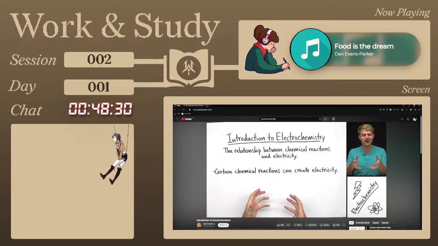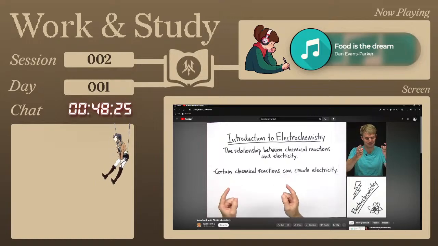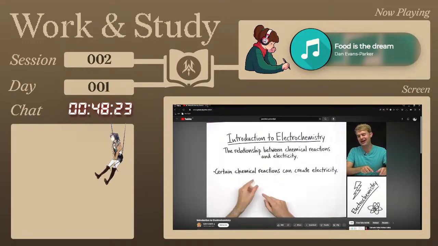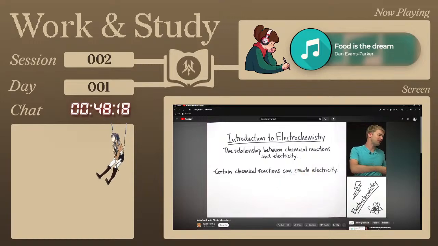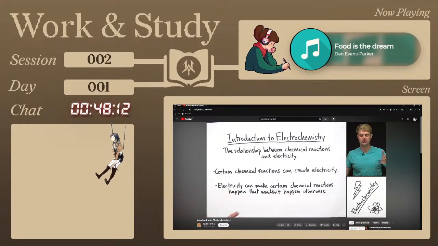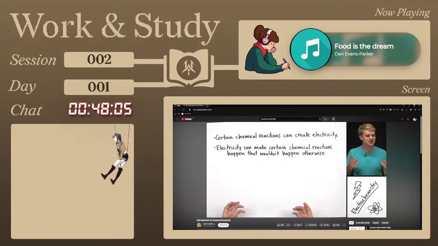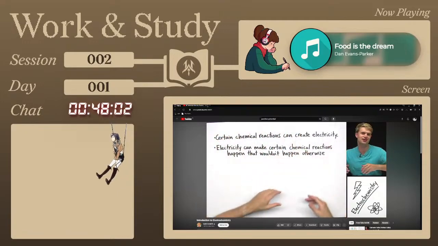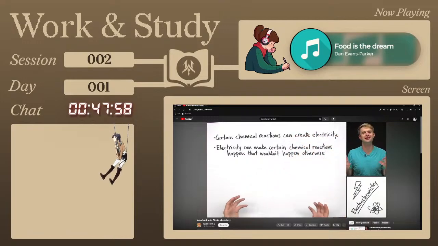Okay, so that's what's going on in a battery. There are chemicals inside the battery, they react together making a chemical reaction, and that chemical reaction creates electricity. So that's the first way that these two things interact with each other. The second is that electricity can make certain chemical reactions happen that wouldn't happen otherwise. We'll look at examples of both of these situations. So if we're going to be talking about chemical reactions and electricity here, let's just take a minute to explain what these two things are so we know what we're dealing with.